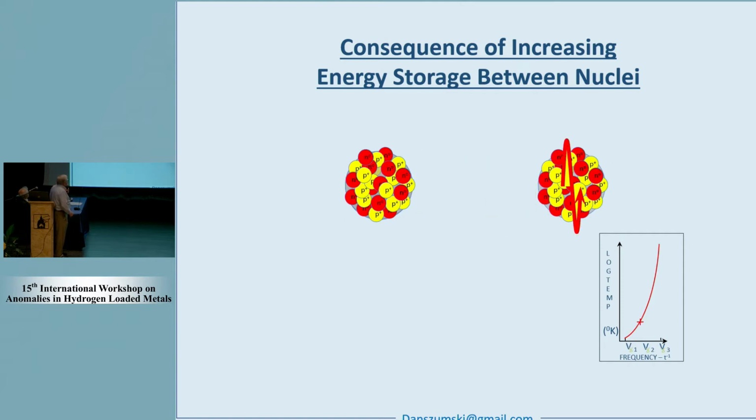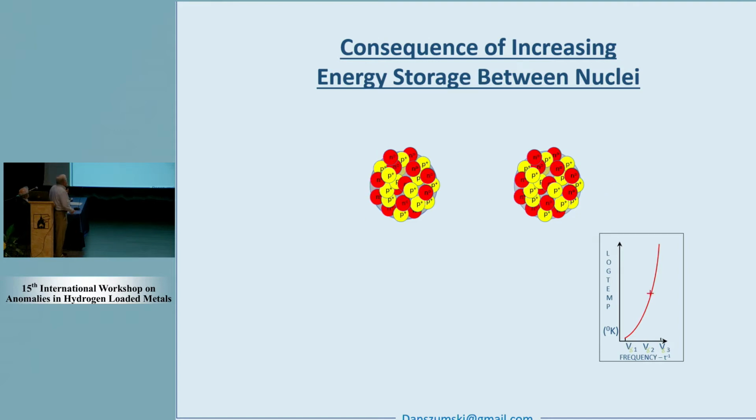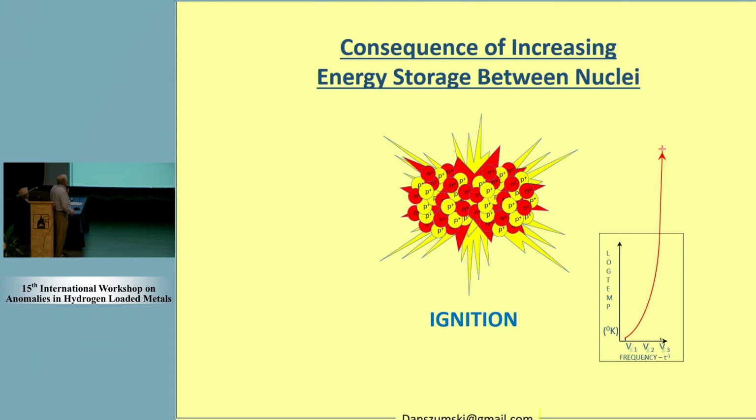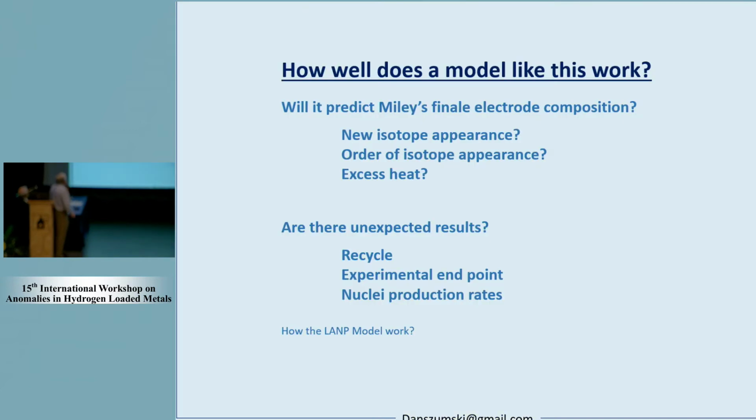Remember, these nuclei are one wavelength apart, and over here we're looking at the energy increase. And as the energy increases, they become closer and closer together, until ignition. We have our first fusion reaction. As the energy in the cathode continues to rise, we are going to get additional fusion reactions when their threshold energy is approached. Well, how well does a model like this work?